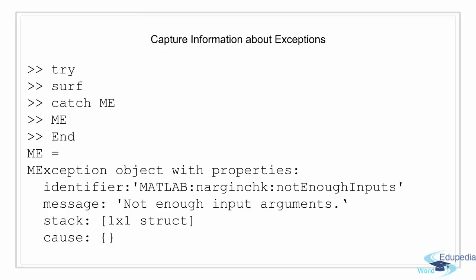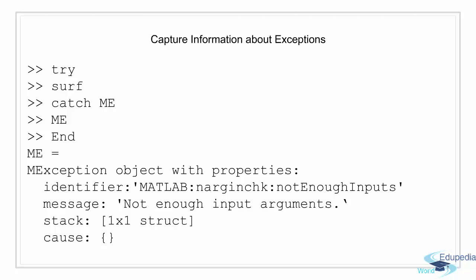Third is a stack, which again is a structure which we'll see in the next slide. Then we have a cell array, cause, which is empty here. This is for when the code catches other exceptions as well. When multiple try-catch statements are involved and there are multiple calls to functions that throw an error, I can program my code to catch all of those exceptions. And when the failure happens, all those exceptions will be displayed in this very cell array.